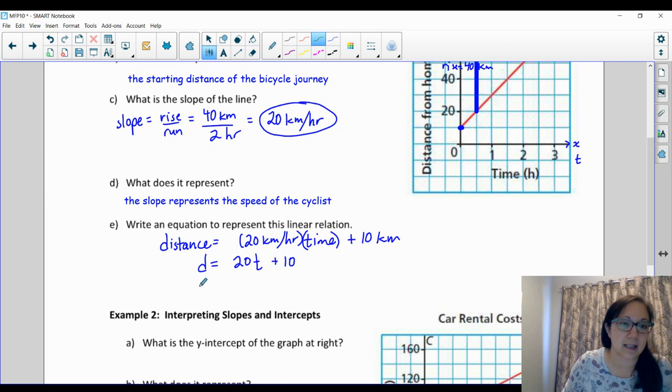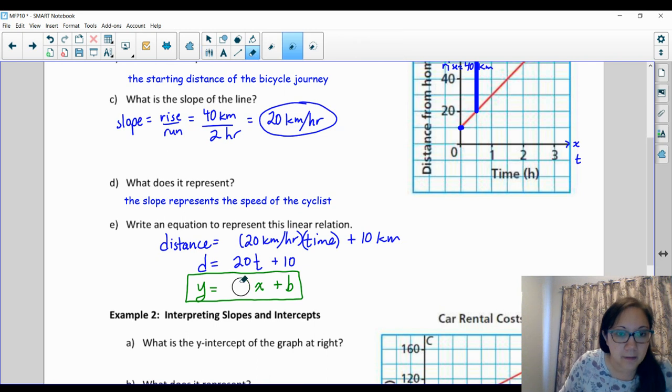And underneath this, I'm going to say D was on our y-axis, so that could be replaced with the y. T was along the x-axis, so that could be replaced with an x. And then the y-intercept, we're going to start using the letter B to represent y-intercept.